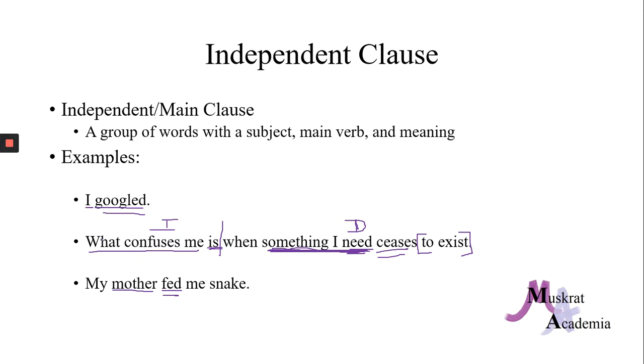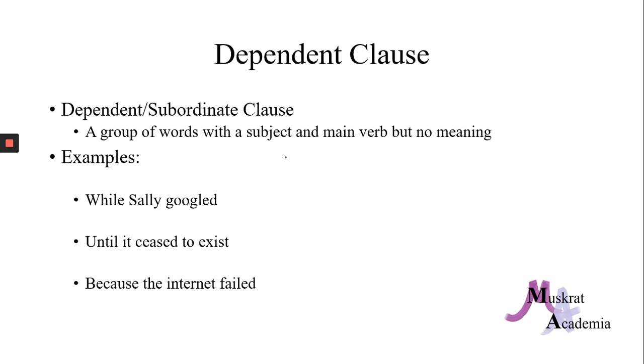Something to note is that all three of these sound like sentences, and that's because they are sentences. Independent clauses are sentences by themselves. Dependent clauses are not, because they have a subject and a verb, but they do not have meaning. For example, while Sally Googled. Sally is our subject, Googled is our verb. Sally Googled. However, we have that while out in front. While Sally Googled is not a full sentence. It cannot stand by itself. While Sally Googled, something else happened, but we're not told what that something else is. Thus, this is just a dependent clause and not independent.